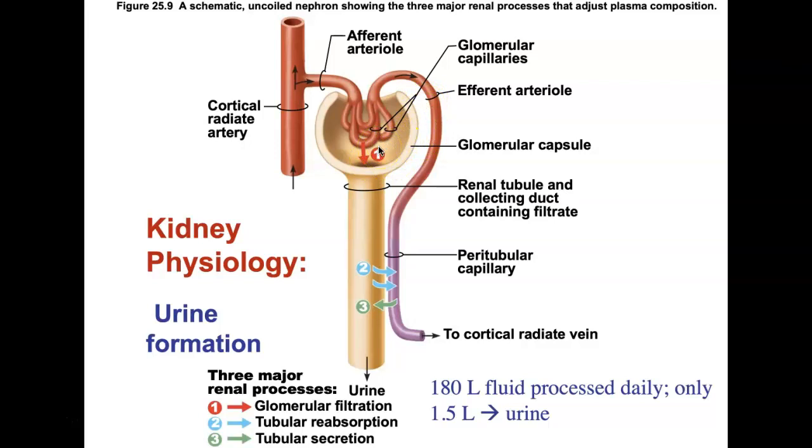Tubular reabsorption then is reclaiming what the body needs to keep. So this is the process of selectively moving substances from the filtrate back into the blood. It takes place in the renal tubules and the collecting ducts. Tubular reabsorption reclaims almost everything that's filtered. In other words, tubular reabsorption reclaims back all of the glucose and amino acids, and about 99% of the water, also salt and other components, and anything that's not reabsorbed at this step is going to become urine.